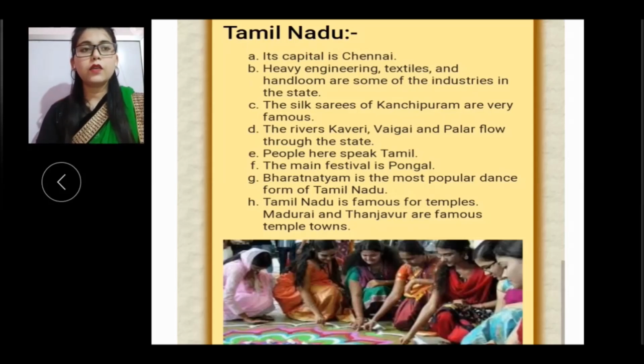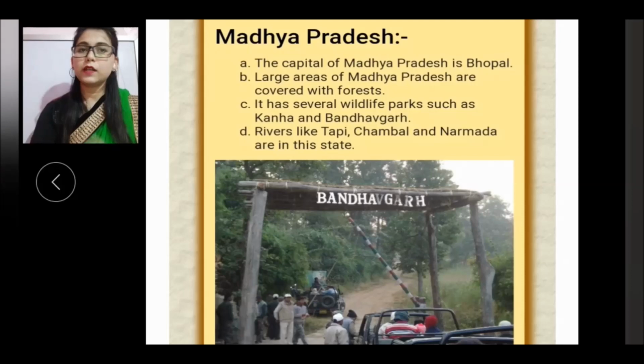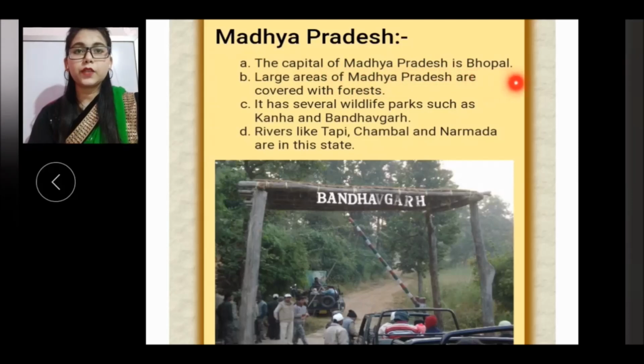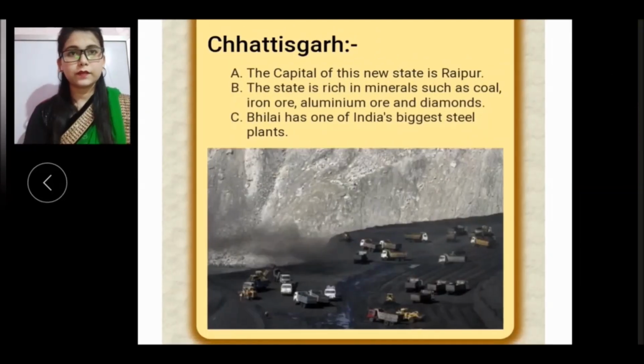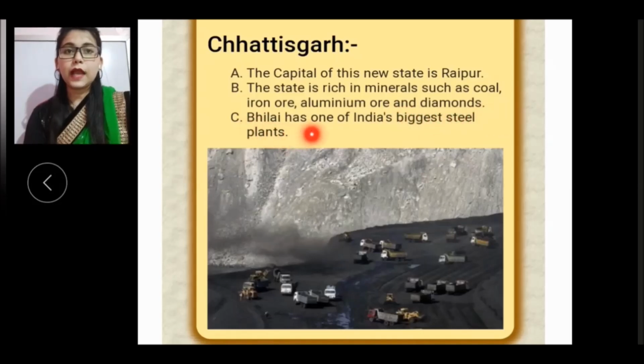Okay, now Madhya Pradesh. So it is called the heart of our India. The capital of Madhya Pradesh is Bhopal. Large areas of Madhya Pradesh are covered with forests. It has several wildlife parks such as Kanha and Bandhavgarh. Rivers like Tapi, Chambal and Narmada are in this state. Chhattisgarh. The capital of this new state is Raipur. The state is rich in minerals such as coal, iron ore, aluminium ore and diamonds. Bhilai has one of India's biggest steel plants.